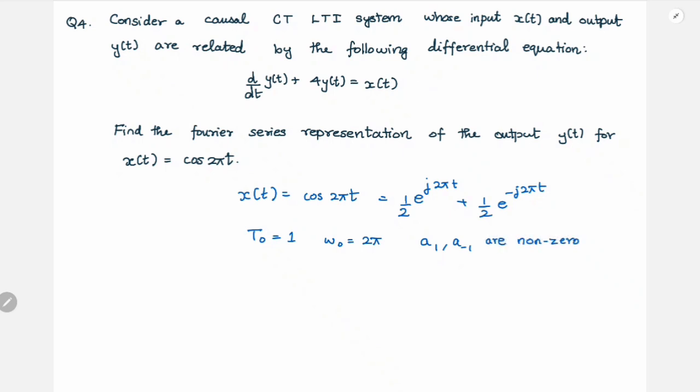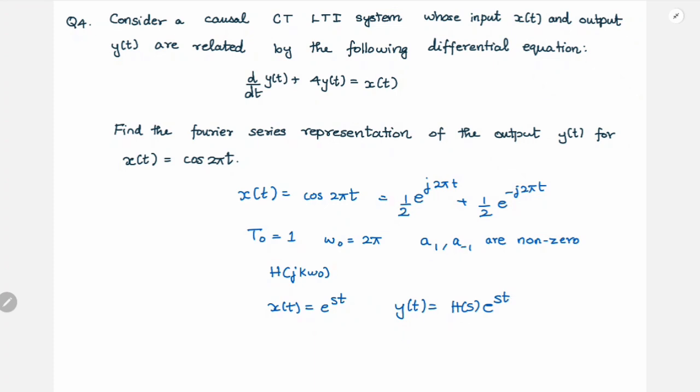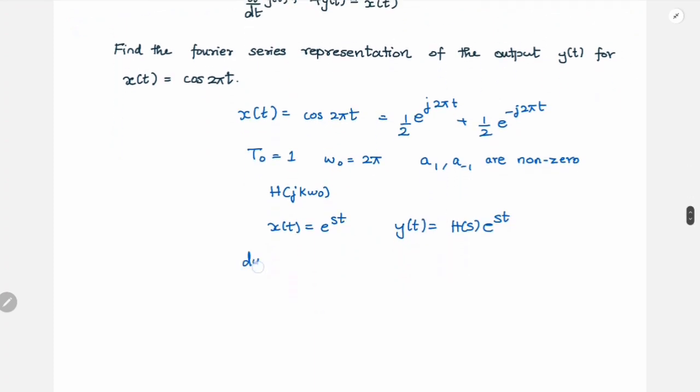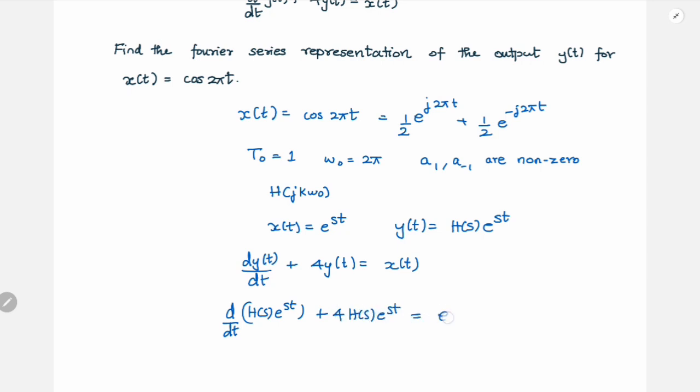Now we can find h of j omega. We need to find h of jk omega naught from this differential equation. So we will just assume x of t is e power st. Since it is an LTI system, y of t will be some h of s into e power st. Now let us substitute this in the equation dy of t by dt plus 4y of t is equal to x of t. So this is d by dt h of s e power st plus 4h of s e power st is equal to e power st.